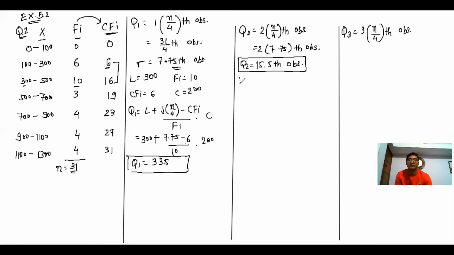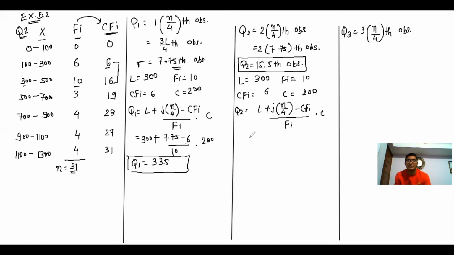Now again we have to find L, Fi, CFI and C. We have to observe that the value 15.5 lies between 6 and 16 again. So these values remain the same: 300, 10, 6 and 200. The formula remains the same: Q2 is equal to L plus (n by 4 minus CFI) divided by Fi multiplied by C.